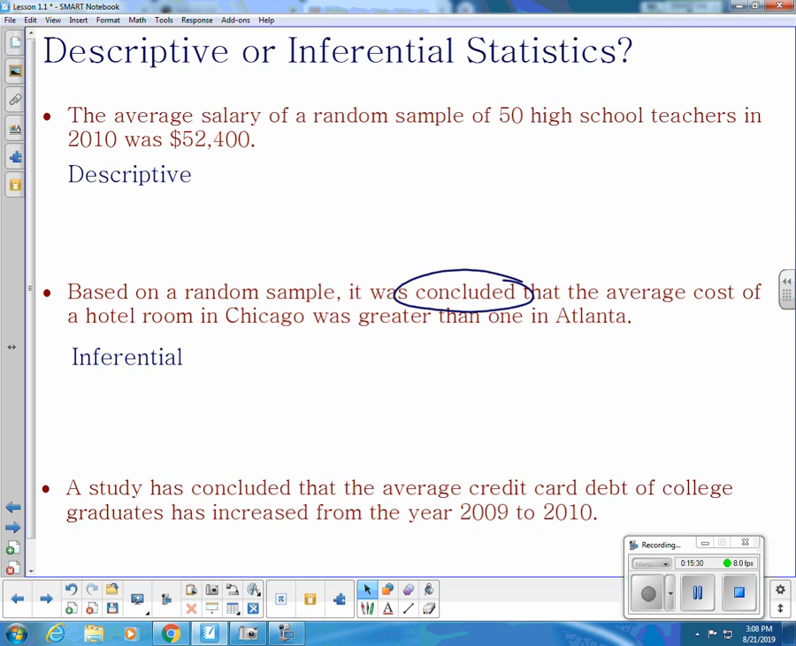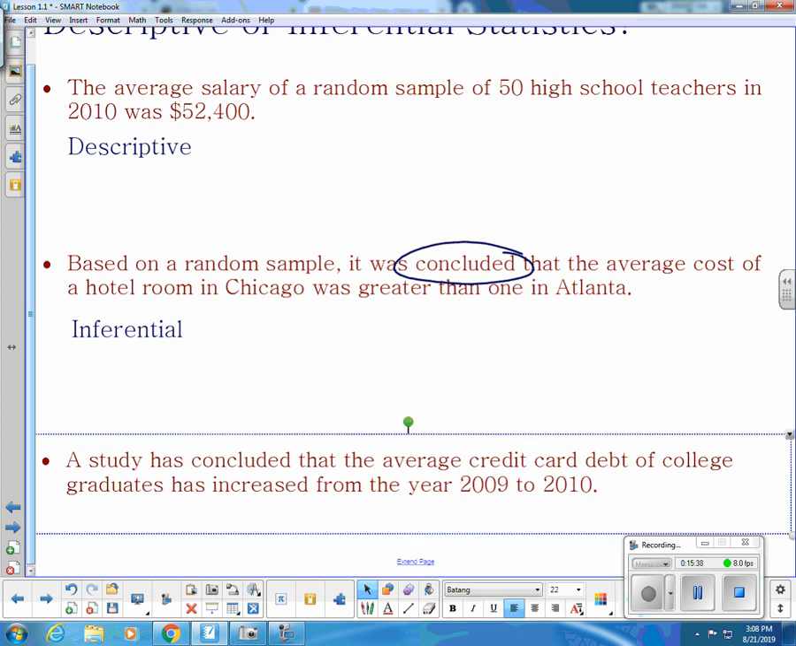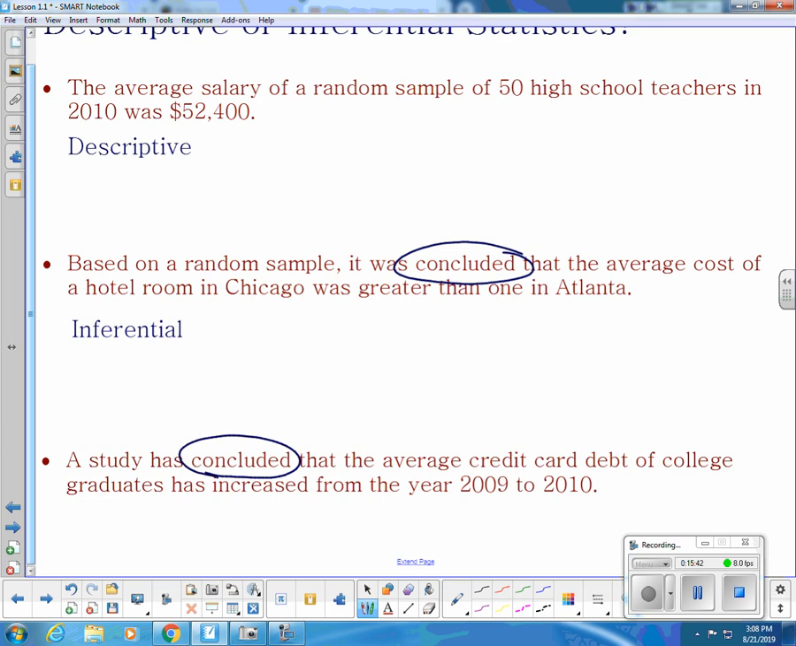Okay. A study has concluded the average credit card debt of the college graduates has increased. Again, concluded. We've got that word in there. Anytime you have a conclusion, it's going to be inferential. Okay? The actual descriptive data would be what is the credit card debt in 2009, 2010. The conclusion is, one's higher than the other one.